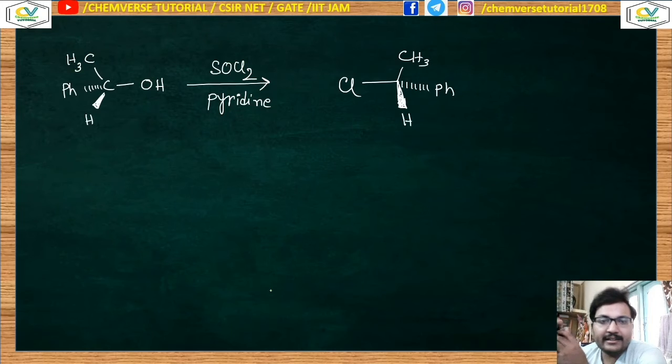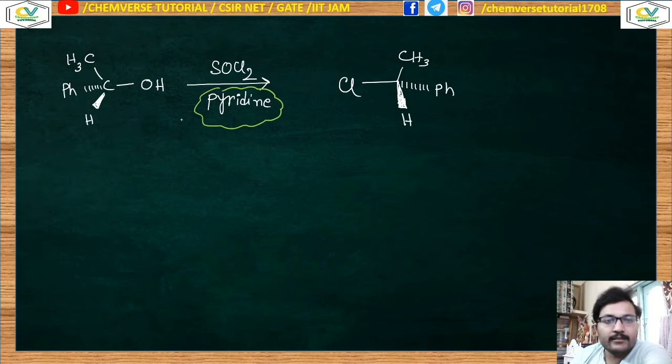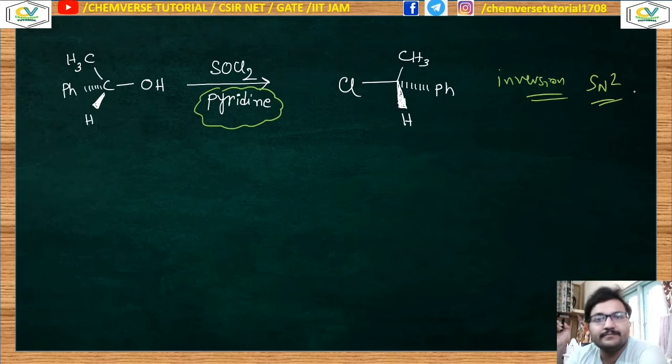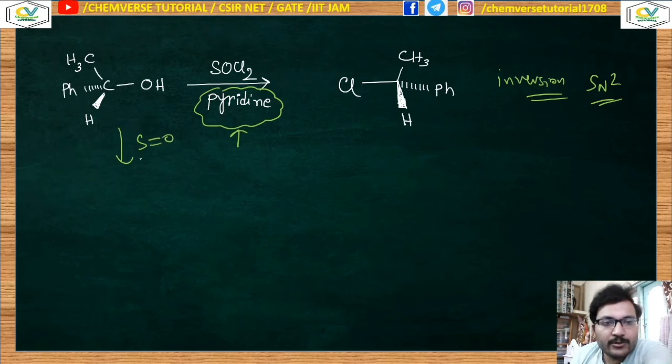Now what will happen if I add pyridine to the system? You can see that over here inversion is taking place. So it is behaving as a simple SN2 reaction. Now what is the role of pyridine in this reaction? To know the role of pyridine, just take a look at this reaction. The same substrate I am using, and SOCl2 was present. So with the reaction of SOCl2, this lone pair will attack over here. It will be O minus, it will come back and remove that Cl minus.